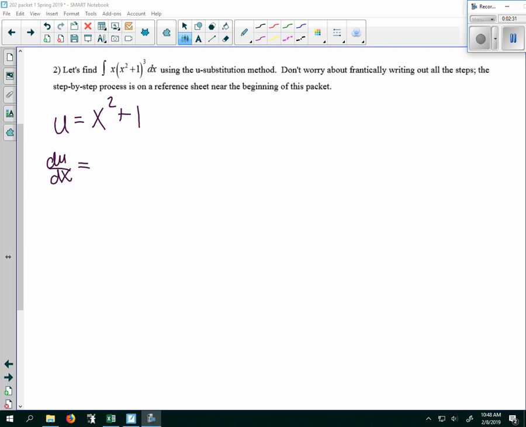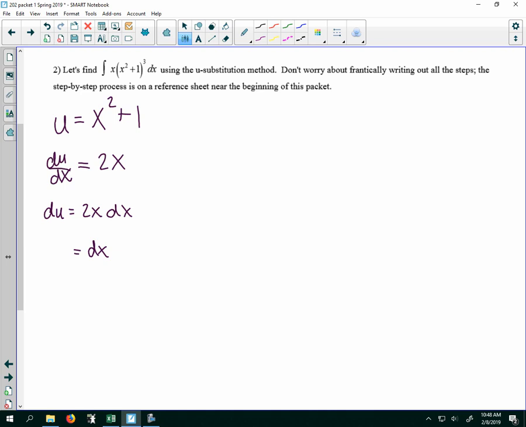Calculate du dx: the derivative of x squared plus 1 is 2x. Then you pretend du dx is a fraction, and you solve for the dx. So I would multiply both sides by dx, so I get du equals 2x dx, and then try to get the dx by itself, so divide both sides by 2x. So we get dx equals du over 2x.